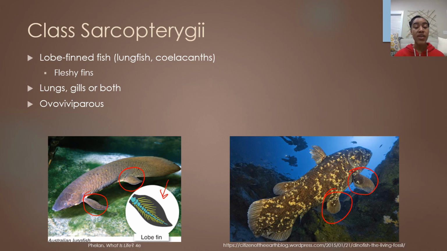Additionally, these fish often have lungs, gills, or both, and the potential presence of lungs as well as the structure of their fins is one reason why lobed fin fish are a key piece of the puzzle when understanding tetrapod evolution, because the ancestor of all tetrapods was thought to have the same characteristics, these lobed fins, and eventually they developed lungs as well that allowed them to spend more time on land. And then also these lobe fin fish are ovoviviparous.